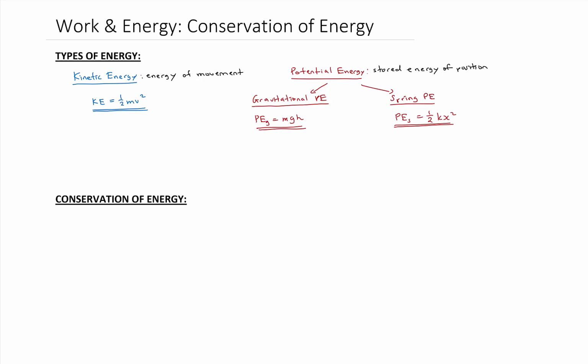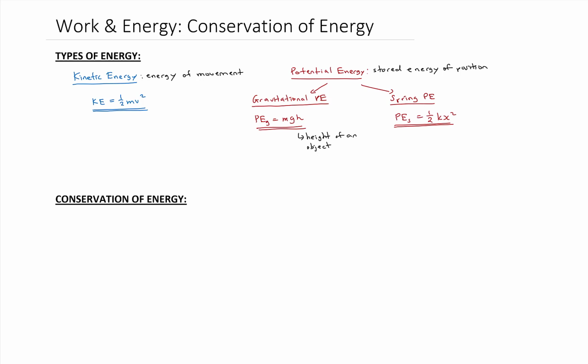So the key thing to remember here is when you're talking about gravitational potential energy, you care about the height of an object. If there is a change in the height of an object, then there is going to be a change in the gravitational potential energy, and that means you should care about this when you do a question.